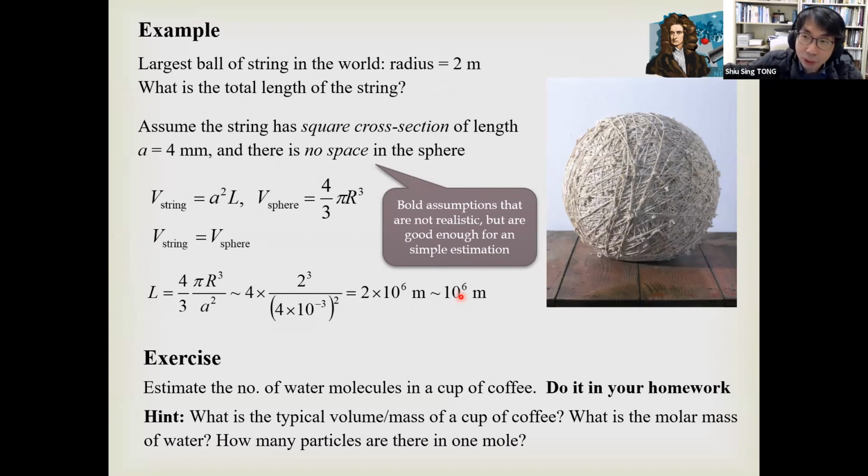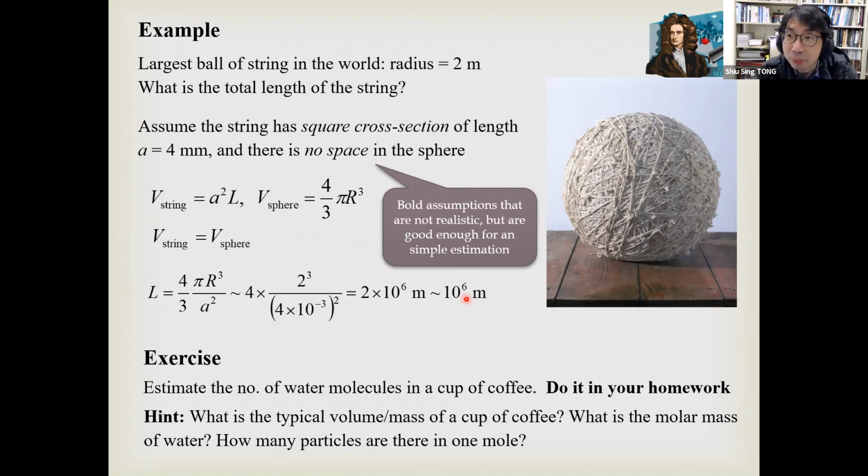Suppose you go from Hong Kong to India. The distance between Hong Kong and India is about, I think, 3,000 kilometers. So it requires several thousand kilometers of string to make a string ball of diameter 4 meters. Now, you couldn't have imagined that before you did the calculation.